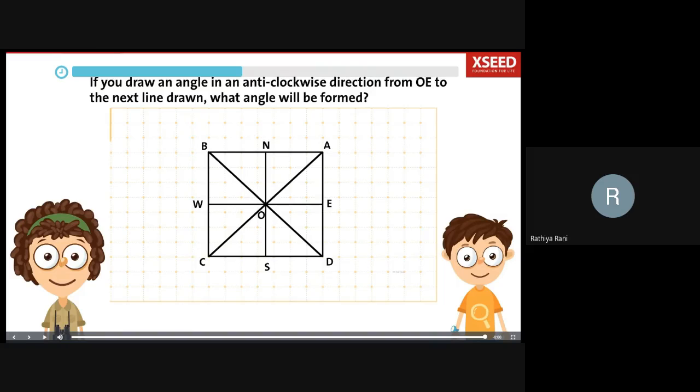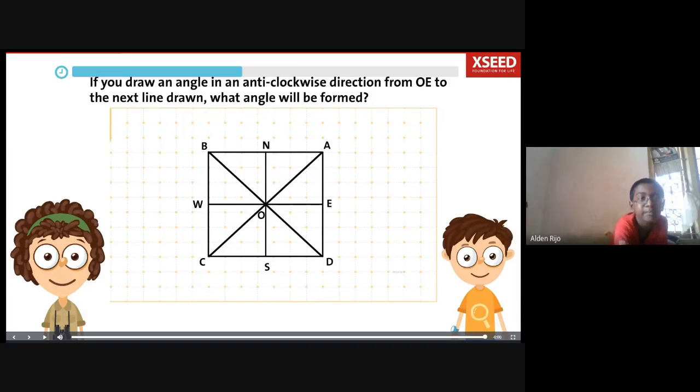What is the measurement, and whether it is acute, obtuse, or straight angle? Do you know the answer? From OE, move anti-clockwise and select the very next line. That line should pass through the center. When these two lines join together, you will get an angle. So what type of angle is that?